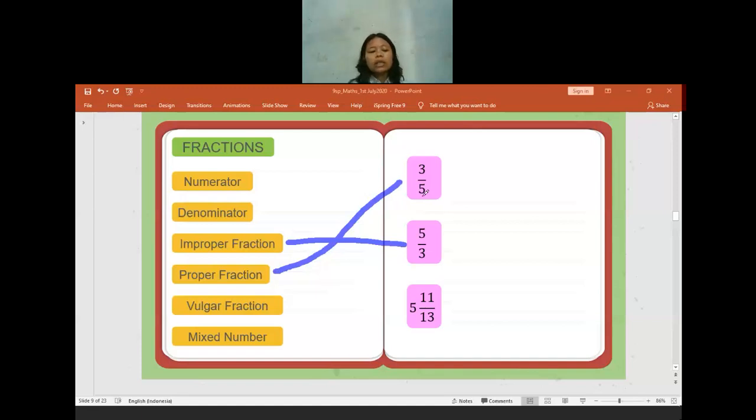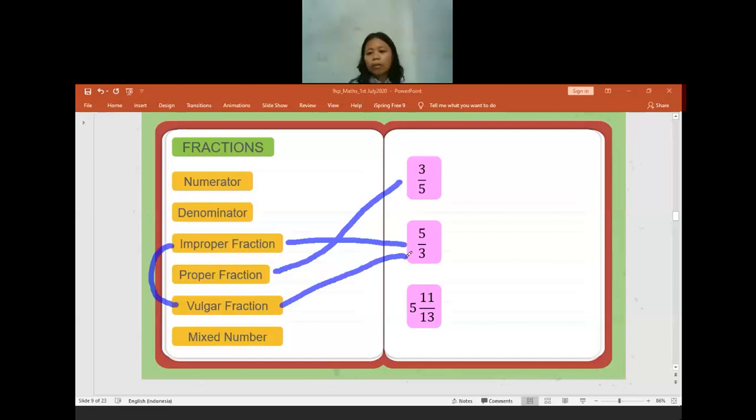There is another word here. It's written as vulgar fraction. Does anyone know what a vulgar fraction is? From the book, it says it's just an improper fraction. Yes, this is another name for it, the other words for improper fraction. So which one is the vulgar fraction, the 3 by 5 or 5 by 3? 5 by 3. Okay.